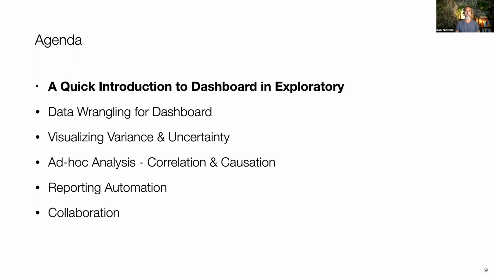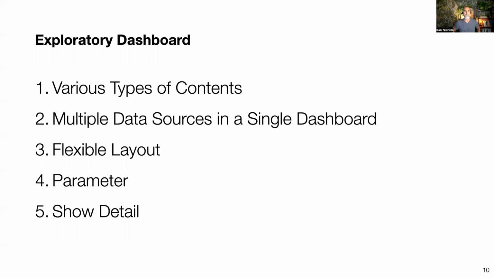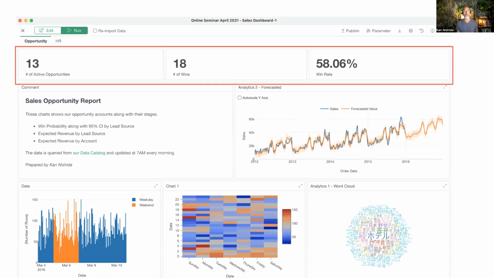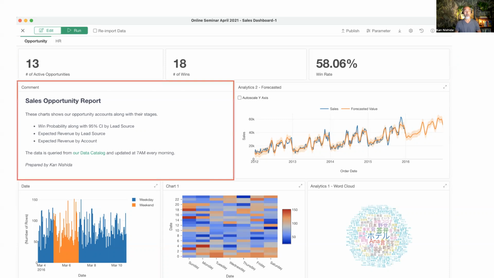Let's start with a quick introduction to dashboard in Exploratory. These are the 5 key things for why you want to build a dashboard, in the sense of building or designing a dashboard itself. First, you can create a dashboard very flexibly and very quickly, because you can bring in various types of contents. For example, at the top here is a KPI. You can build this type of KPI or measures or metrics or numbers, and then bring that into the dashboard. And also you can bring in text for annotation or comments. And then you can use formatting capability to add hyperlinks or even bring in images, bullet points, fonts, emphasis, and so on.